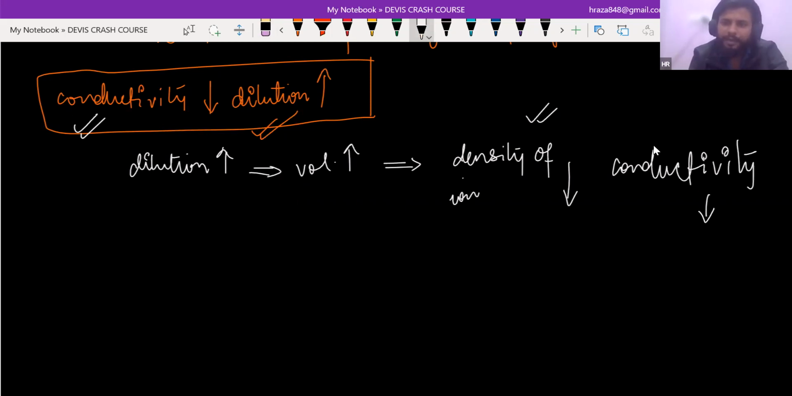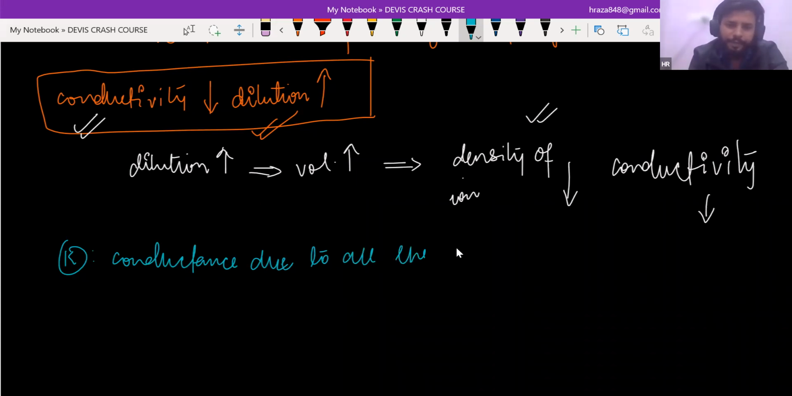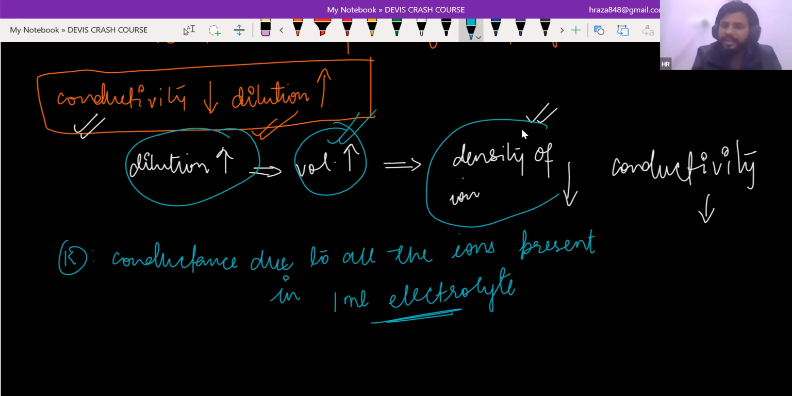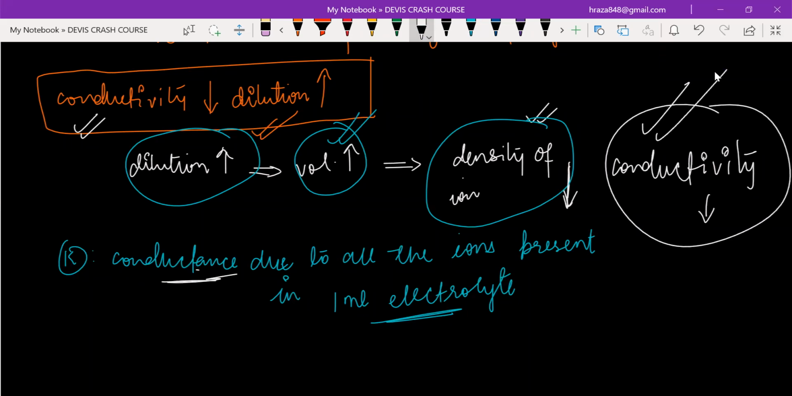I'm going to define conductivity in terms of this volume. So we can define conductivity, kappa, as basically the conductance due to all the ions present in 1 ml of electrolyte. Actually, we take only 1 ml of electrolyte, and with an increase in dilution, volume increases, which means the density of the solution decreases. We define conductivity in terms of density and volume, and since density decreases, conductivity also decreases. Please review this and let me know.